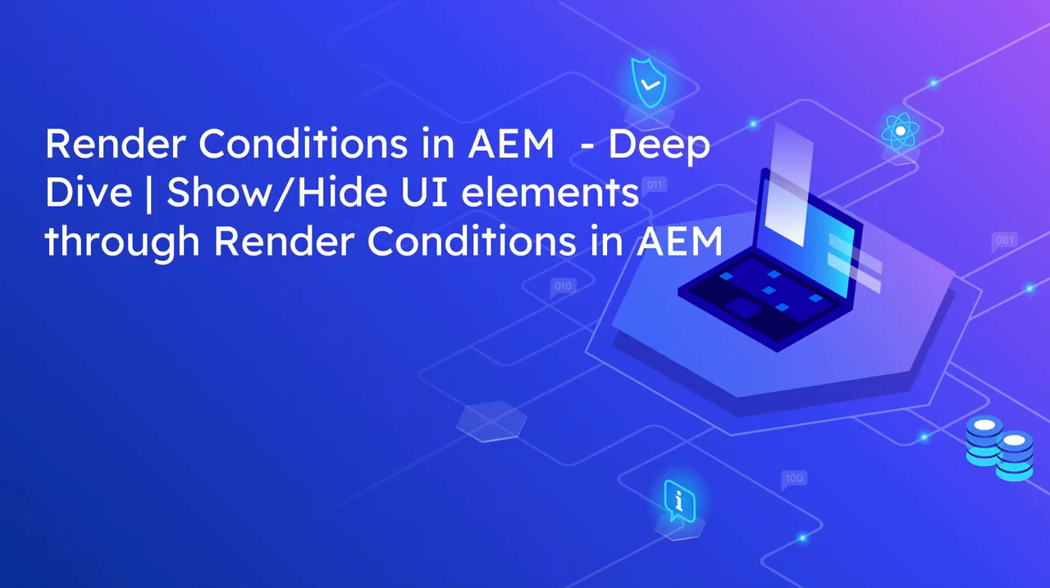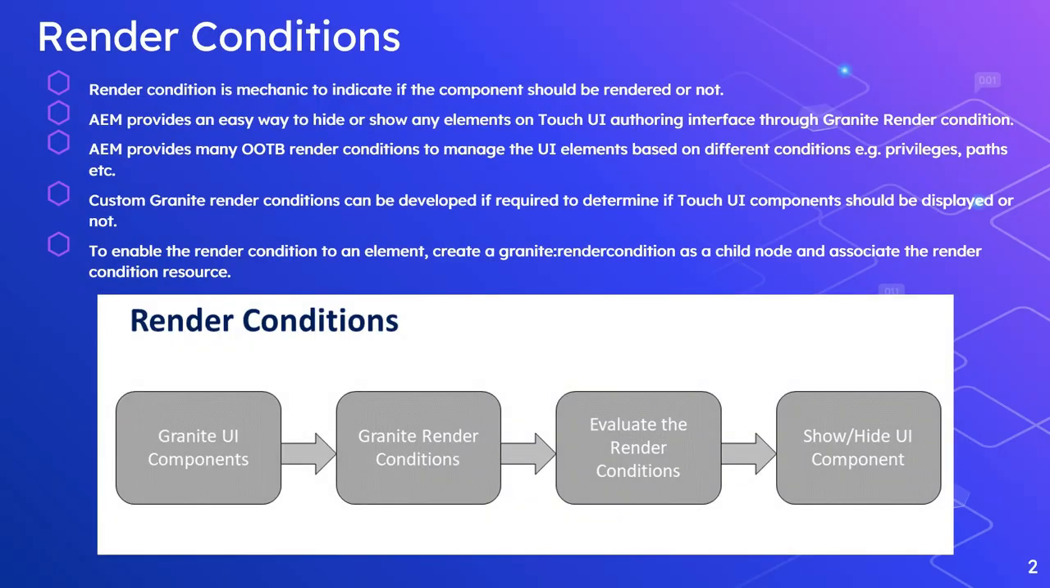In this video, let us see the details on render conditions in AEM: how to show or hide UI elements through render conditions. Okay, what is a render condition? A render condition is a mechanism to indicate if the Granite UI component should be rendered or not. AEM provides an easy way to hide or show any element on the Touch UI authoring interface through Granite render conditions.